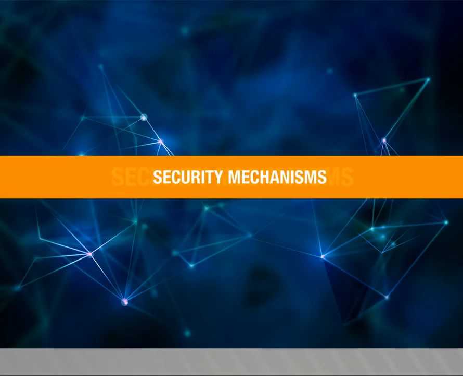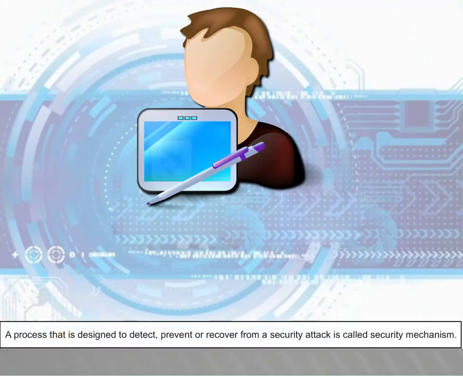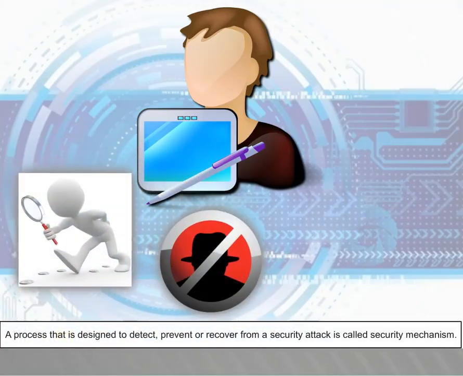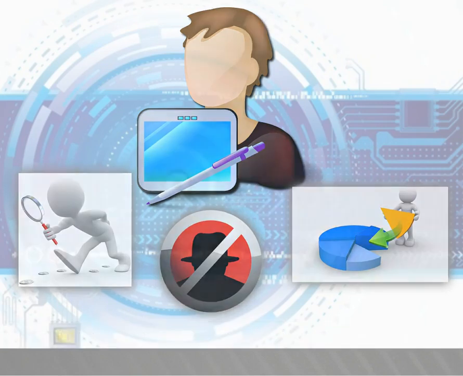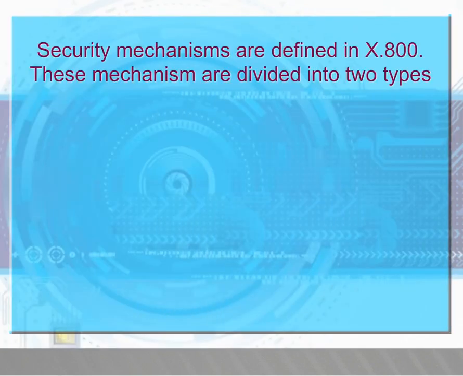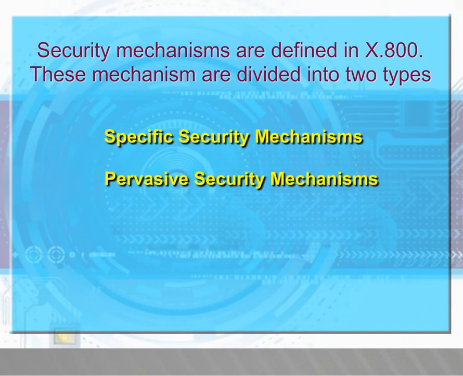Security mechanisms. In this video, we are going to see about security mechanisms. A process that is designed to detect, prevent, or recover from a security attack is called a security mechanism. Security mechanisms are defined in X.800. These mechanisms are divided into two types: specific security mechanisms and pervasive security mechanisms.